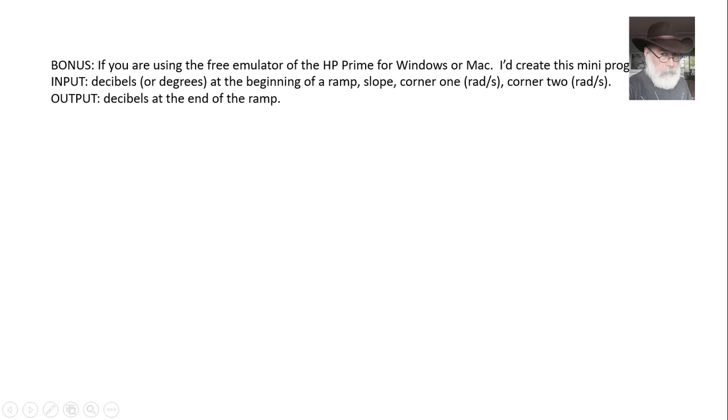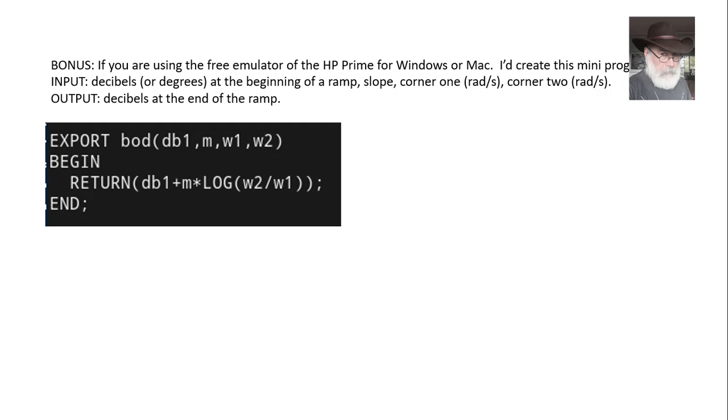Before I leave, let me leave a bonus behind. If you are using the free emulator of the HP Prime for Windows or for Mac, I recommend that you create this little program, Bode. It receives for any ramp 4 parameters. What are the decibels at the beginning of the ramp? What is the slope M of the ramp? And what are the frequencies omega 1 and omega 2 at the beginning and at the end of the ramp? It returns what are the decibels at the far end of the ramp.